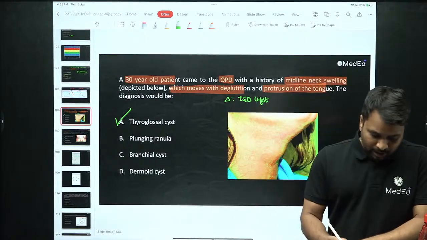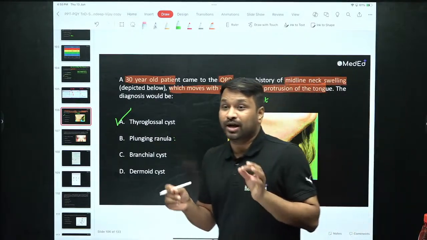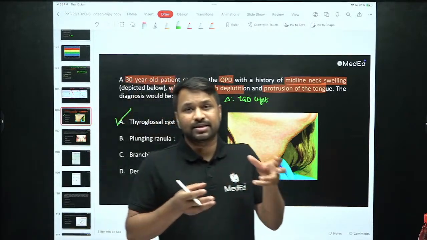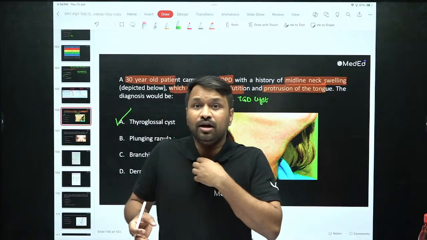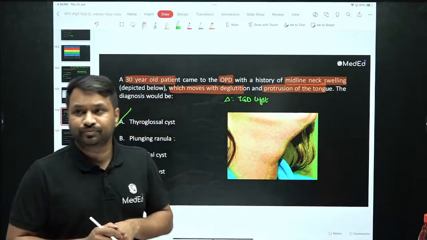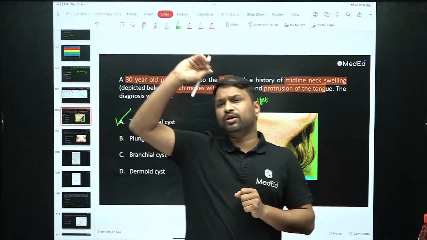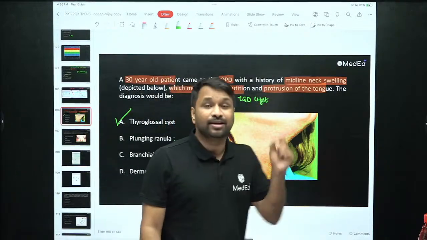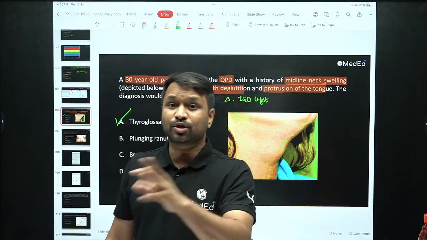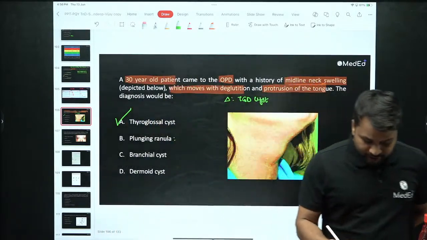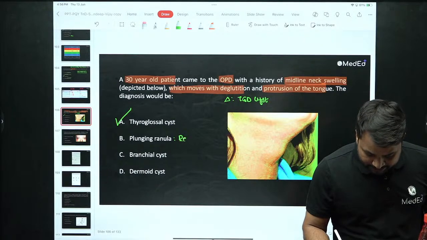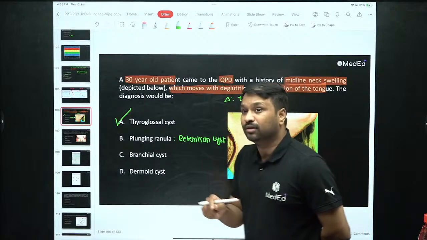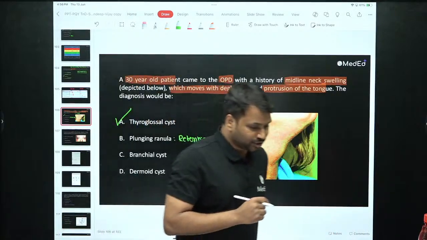Now, remember a plunging ranula. What is a plunging ranula? Is it an extravasation cyst of the sublingual salivary gland, or is it a retention cyst? Lalit, absolutely correct. Movement with deglutition in thyroid gland is because of Berry's ligament, but I'm not asking that. What I'm asking is whether plunging ranula is an extravasation cyst or a retention cyst. Plunging ranula is an example of a retention cyst, whereas a ranula is an example of extravasation cyst, right?